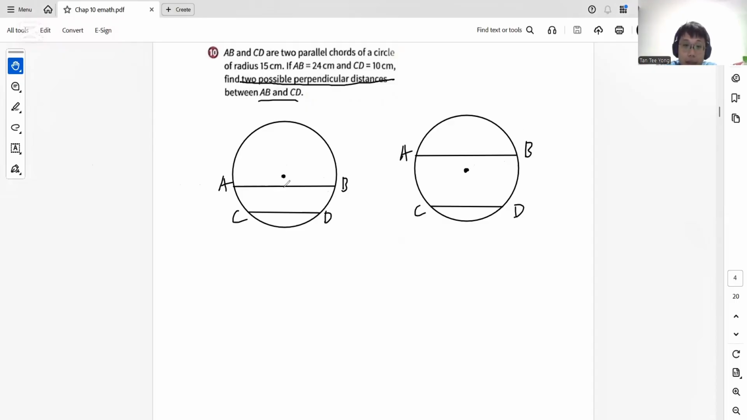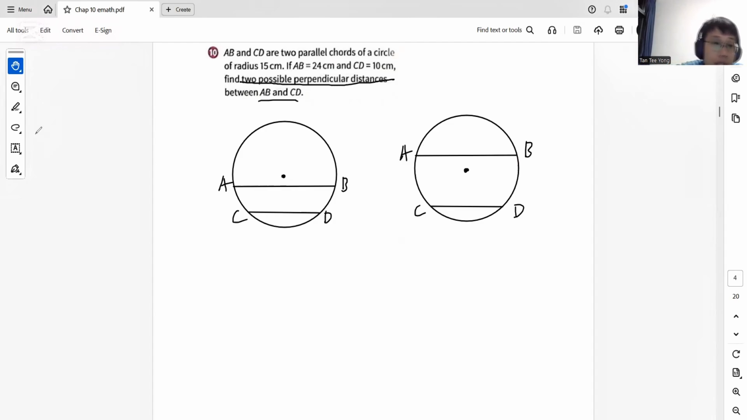So obviously the perpendicular distance for both scenarios will be different, right? So this is the distance that I want to find out. This is the distance that I want to find out. Okay, I think it's quite clear, right? Yeah. So let's deal with the scenario on the left first lah. So because the radius is 15 cm, so that means I can say this. Okay, let's take a look. So we definitely need to find.